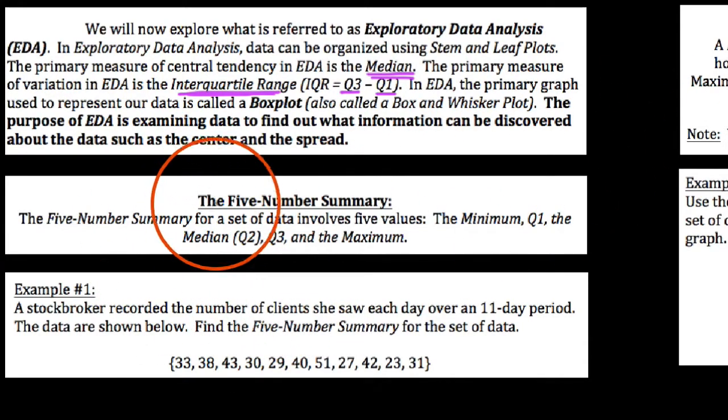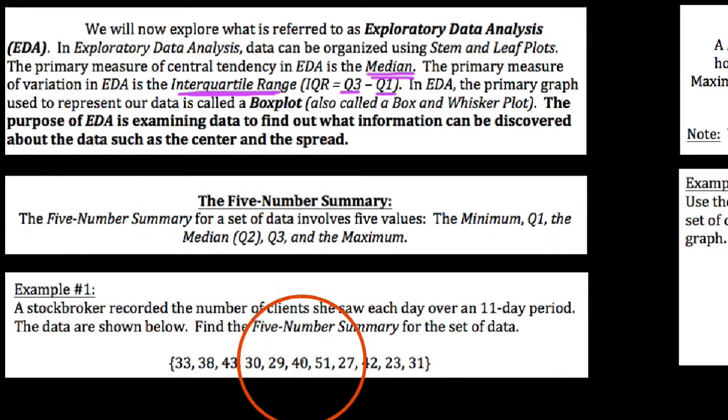So first things first, when we discuss the 5-number summary, we define it as being a set of data involving 5 values: the minimum, Q1, the median, which is Q2, Q3, and then Q4. We say the maximum, okay? Essentially these are the 5 numbers that correspond to the quartiles in our data set. So when we talk about box plots, you always need to have the 5-number summary.